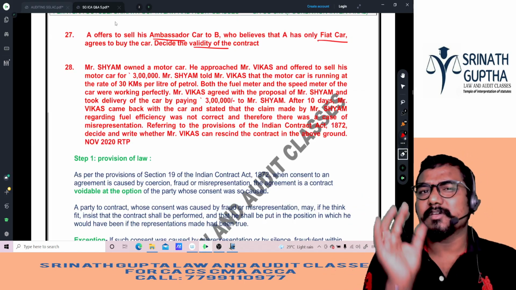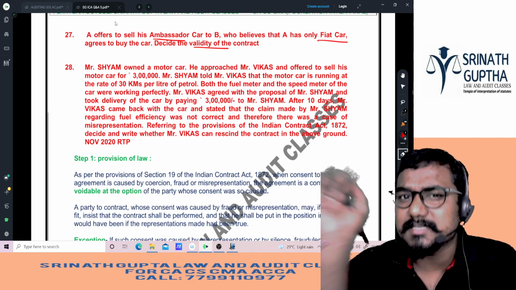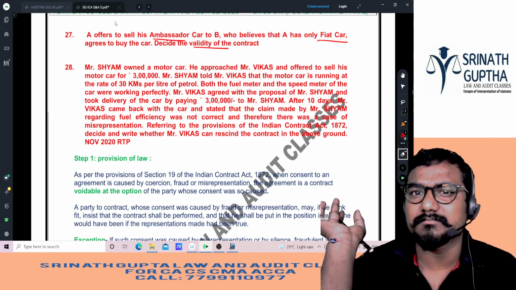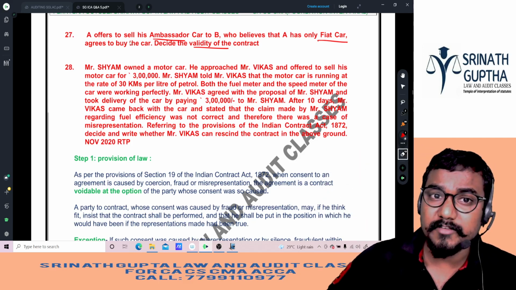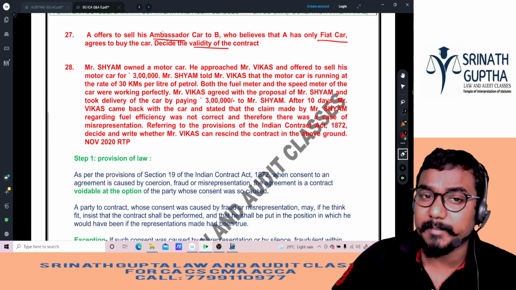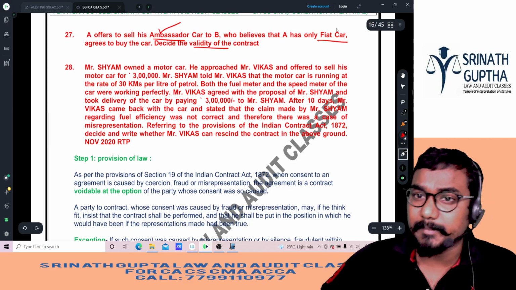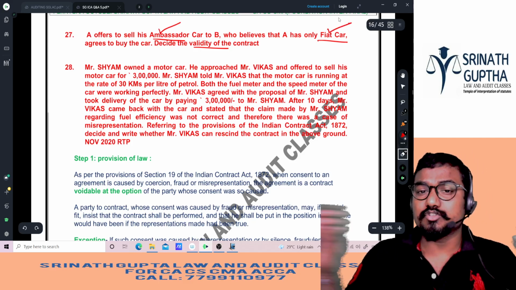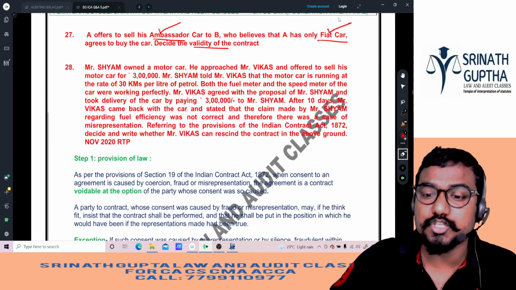See, if you're observing, beta, every example I have discussed in the class is appearing in the exam. A offers to sell his Ambassador car to B, who believes that A has only a Fiat car. In the mind of the seller, Ambassador is there. In the mind of the buyer, Fiat is there. There is no meeting of the minds. It's a void ab initio agreement.